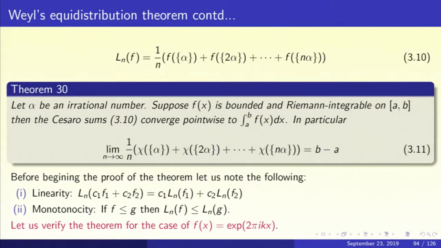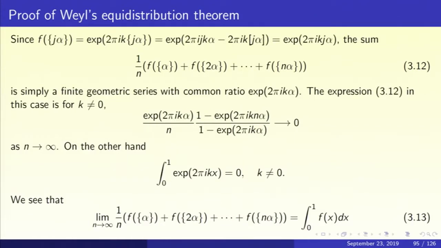Now let us verify the theorem for the very special case, namely f of x equal to exponential of 2 pi i k x. I have taken a very special f of x, e to the power 2 pi i k x, and let us compute what is ln f in this case. So what is f of {j alpha}? Exponential of 2 pi i k {j alpha}. But what is {j alpha}? It is j alpha minus [j alpha].